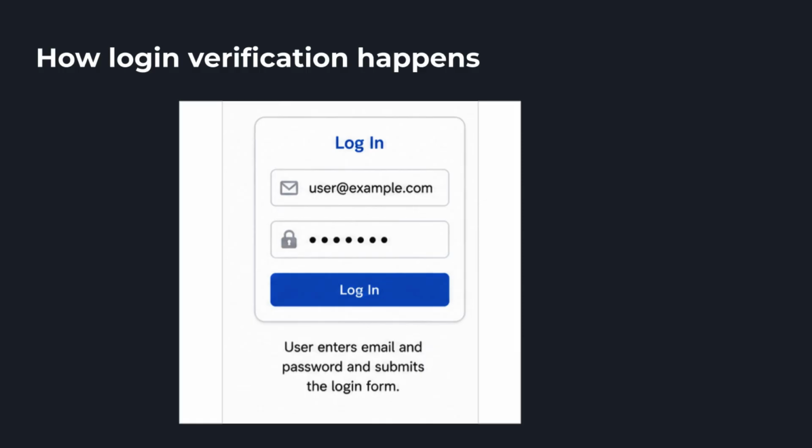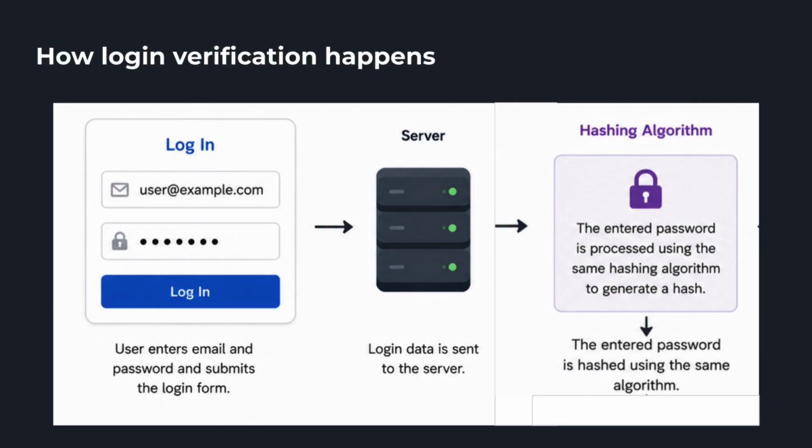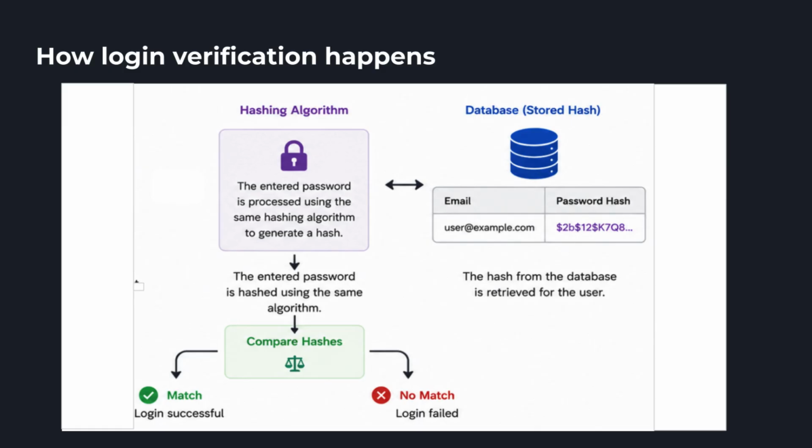Let's understand the process. When a user attempts to log in, the plain text password they entered in the login form is sent to the backend server. The server then passes that password through the same hashing algorithm that we used when the user signed up. If the user enters the same password they used during registration, the hashing algorithm will produce the same hash value that was originally generated and stored in the database. The server then compares the newly generated hash during the login procedure with the hash stored in the database, generated during the sign-up procedure.